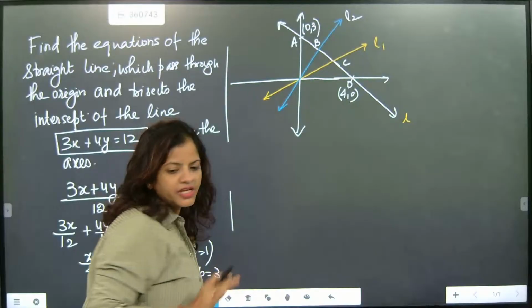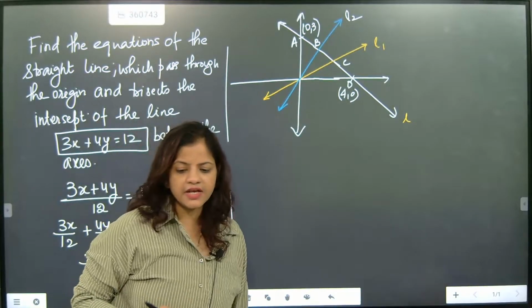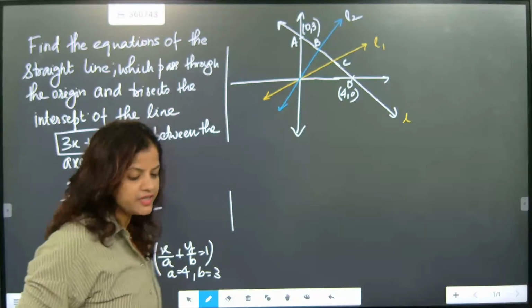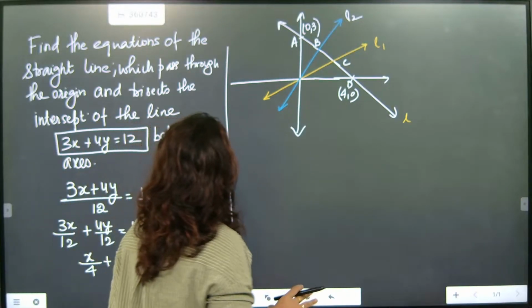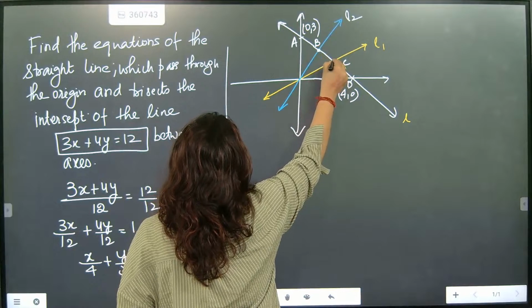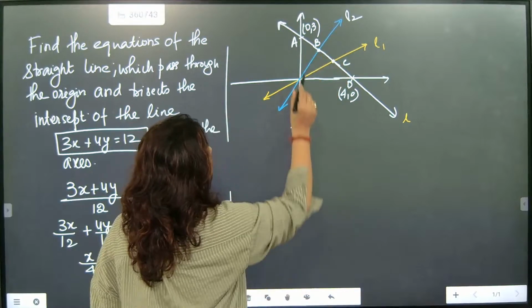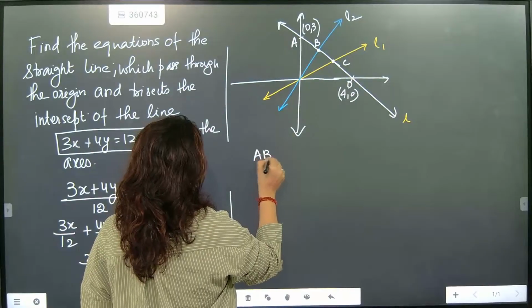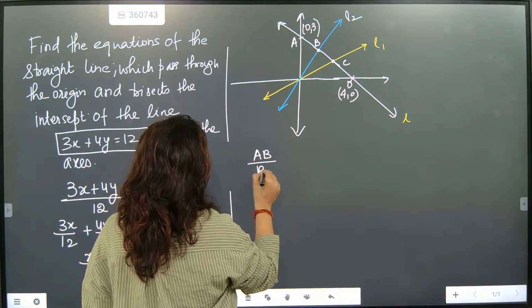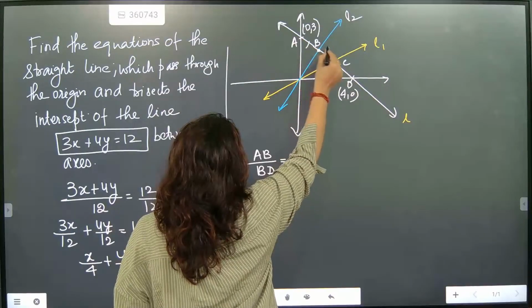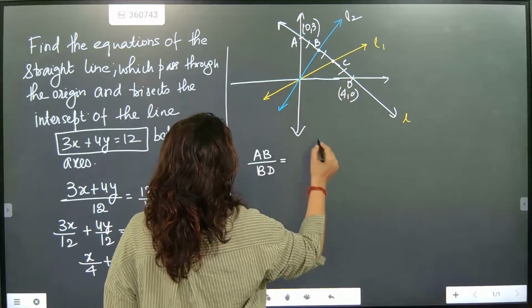So trisection case is there. What case is there? Trisection case is there. Very good, Divya. So it is a case of trisection. When it is a case of trisection, what work are we going to do? Trisection case means this point and this point we must know. So if AB by BD, what is the ratio? Because trisection means AB is equal to BC is equal to CD.